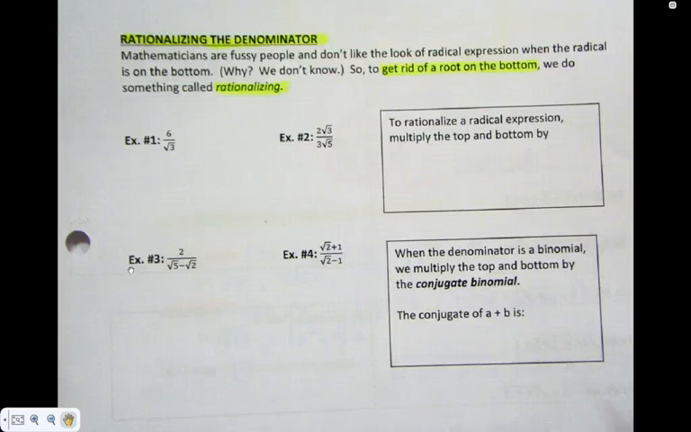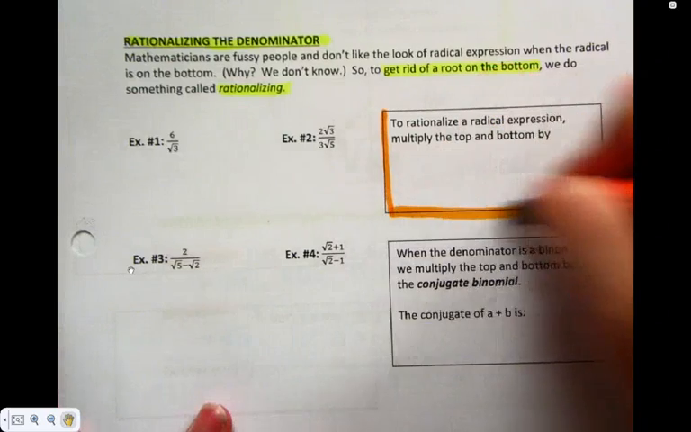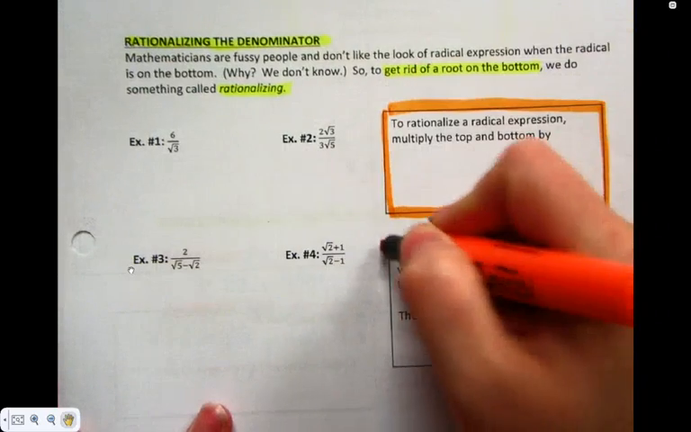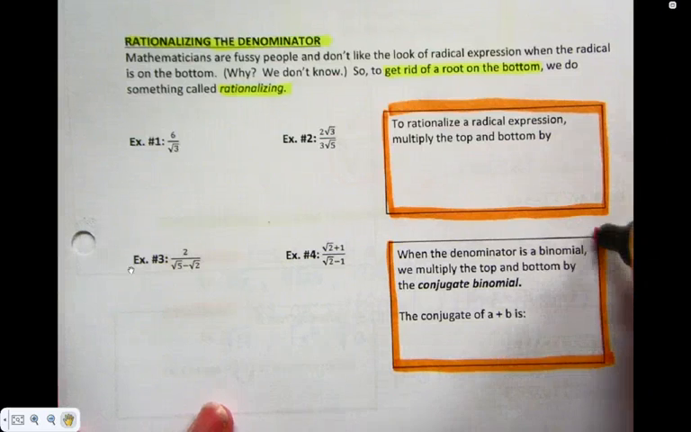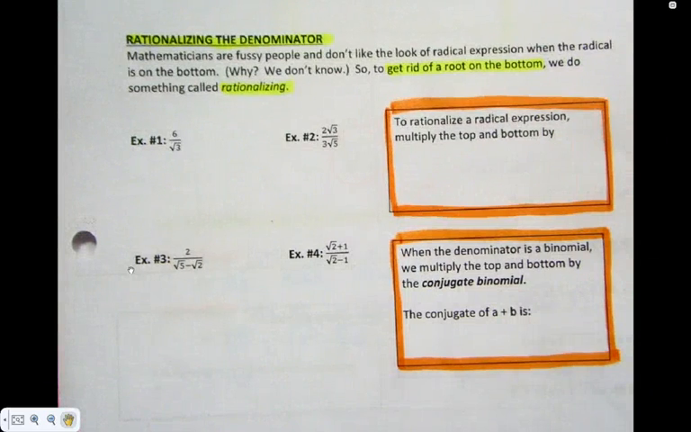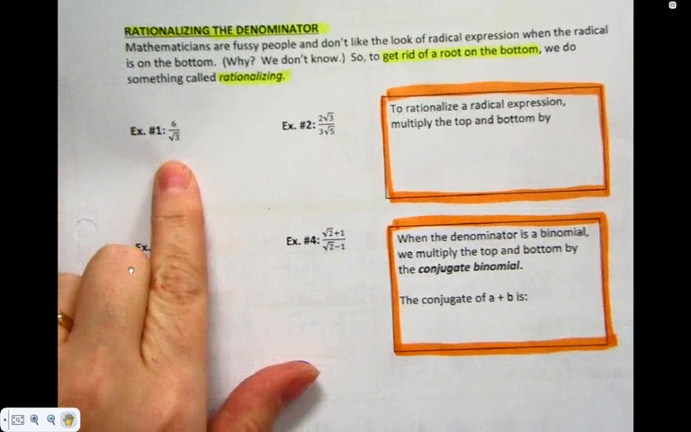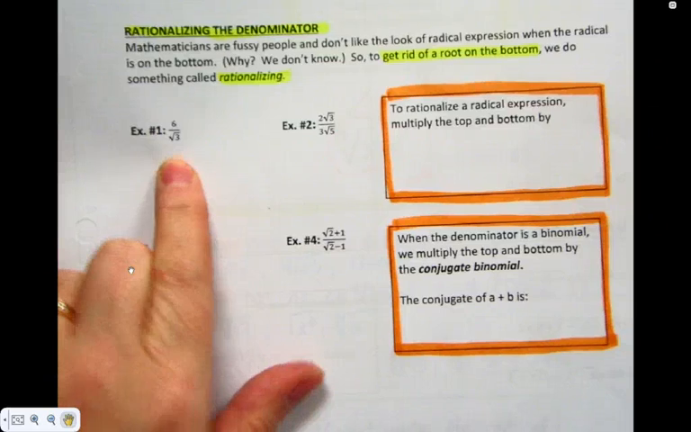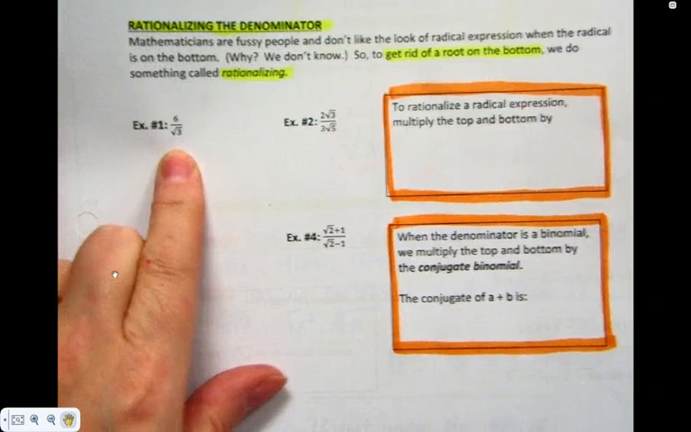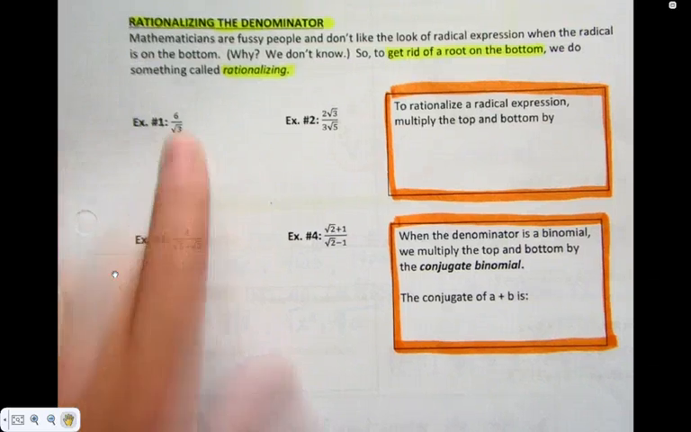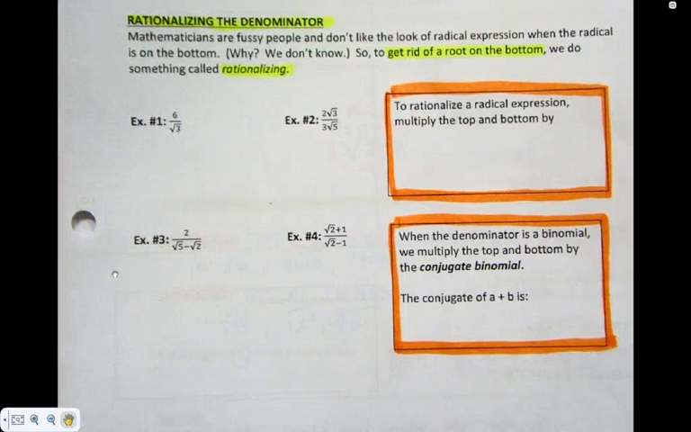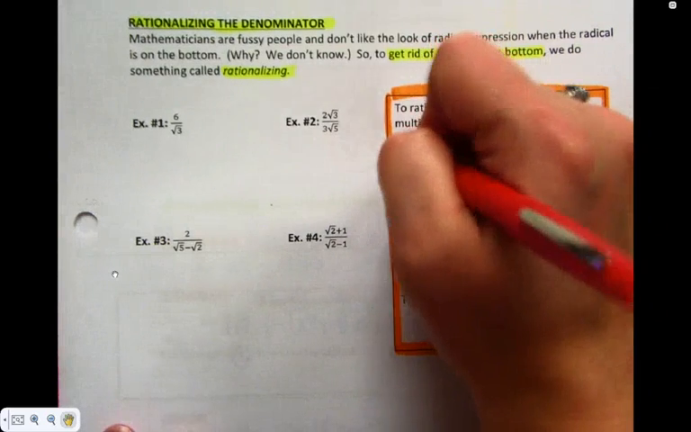We're going to look at 2 different types. The first is when you have a monomial at the bottom. The second one is when you have a binomial on the bottom. So we don't call it dividing because we're not really dividing. All we're doing is just changing what something looks like. I'm going to completely change this expression so that there isn't this root 3 on the bottom. I'm going to do something to it so that I get rid of that root. Why? There's absolutely no reason other than we just don't like it. So to rationalize a radical expression, multiply the top and bottom by the radical in the bottom.